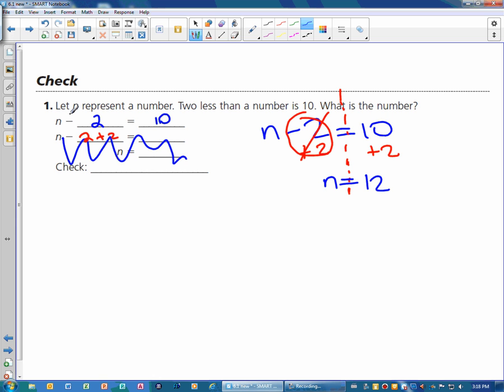Okay, the check. We'd have to check, does the number, which is 12, minus 2, or 2 less, equal 10? Does that work? Sure does. So we got it. You should be finding this easy. You did way harder questions than this last year.